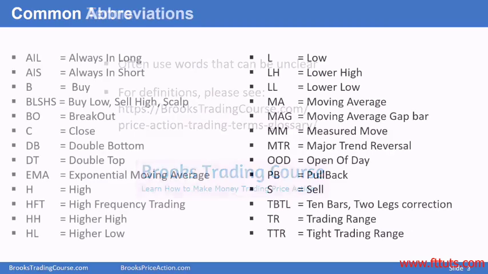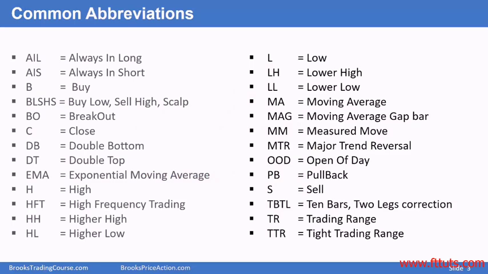For example, throughout the video course, I will be using abbreviations on different slides, and these are some of the common ones that you will see. Always in long, always in short, buy low, sell high, scalp, breakout, the close of a bar, double bottom, double top. When you hear me talk about a moving average, I'm talking about a 20-bar exponential moving average, or an EMA. Then the high of the bar, H. HFT, high frequency trading. When you see me use HH, I'm talking about a higher high. Low is L. A lower low, a low that is below a prior low, is a lower low.